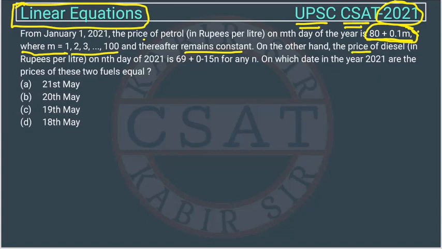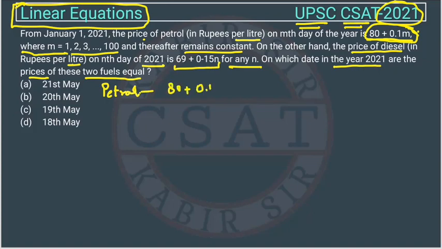On the other hand, the price of diesel in rupees per liter, so here also we have rupees per liter, on the nth day of 2021 is determined by this equation, 0.15 n for any n. On which date in the year 2021 are the prices of these two fuels equal? They have given the price equation for petrol. For petrol the equation is 80 plus 0.1 m, where m is 1 to 100, and after 100 the price will be how much? Let's determine.